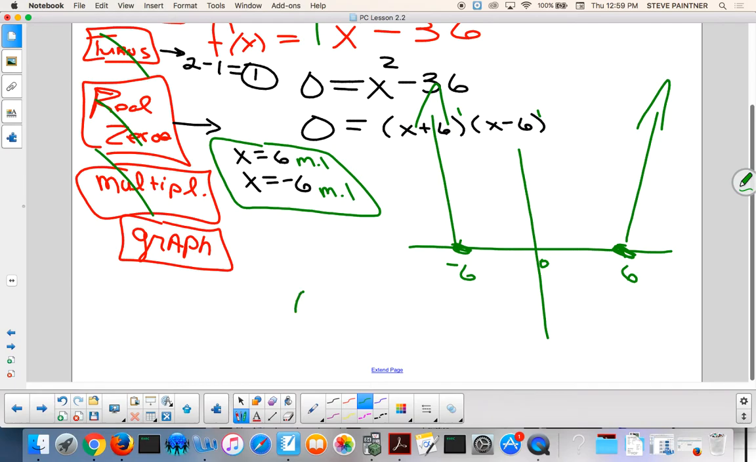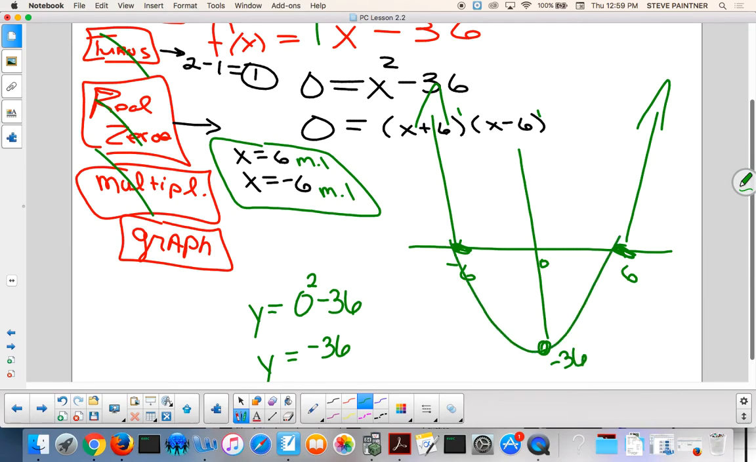Yeah, 0 goes in. 2.36. Oh, that's why. 0, negative 36 down here. There you go.